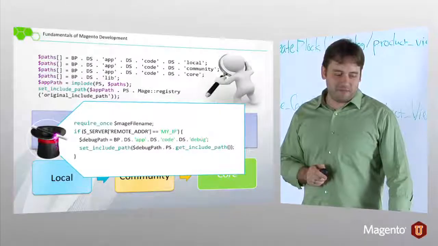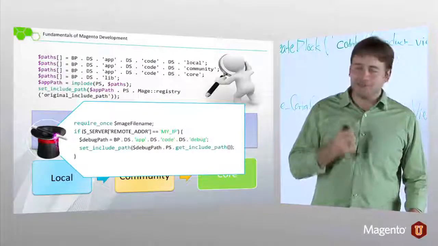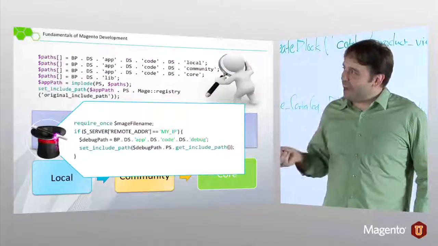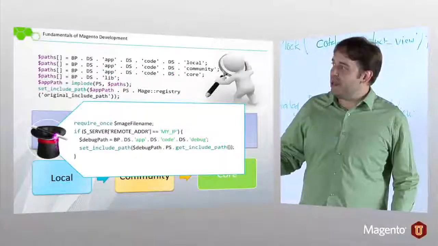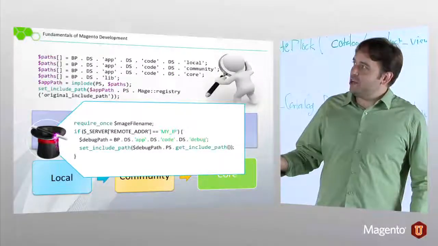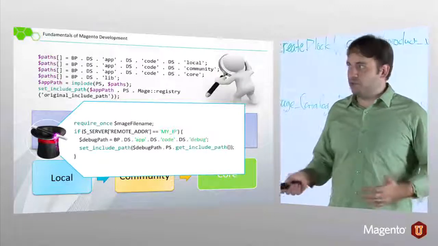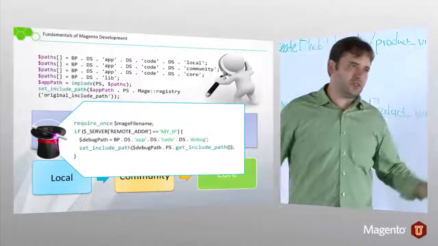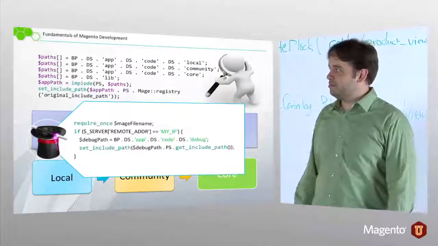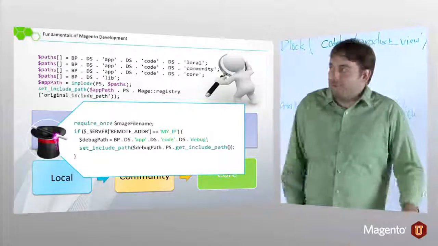One note, fresh from the Magento development team, you can add your own code pool. For example, app code debug. You could just simply add it to this array. Or you can, if you want, add it in this way and just prepend your path ahead of all the other paths. And that way you could include your own custom implementation of the product view block for debugging purposes, based on your IP address. Just a hint, you can use it. It's very cool.